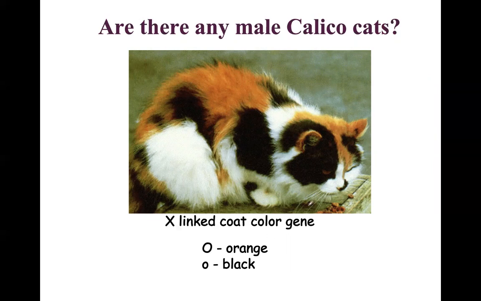So in this case, you have orange being expressed on one area of the cat. You have black being expressed on another. But that's because you have two X's, right? This came from one X. This came from the other X. Are there any male calico cats? Well, the answer to that is yes.